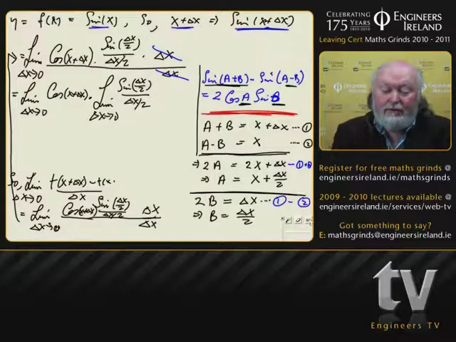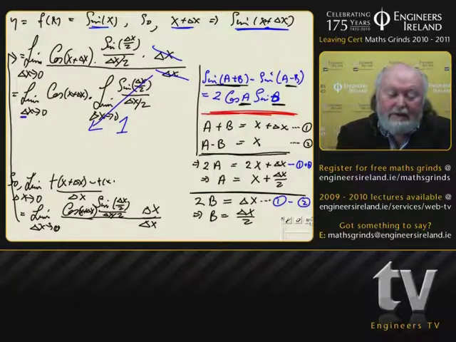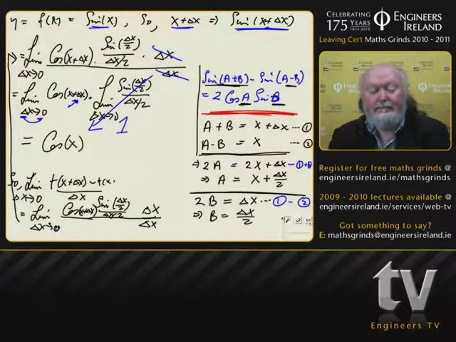This is the special trigonometric limit, and it goes to 1. As delta x goes to 0, we're saying that's going to 0. So it's equal to cos of x.